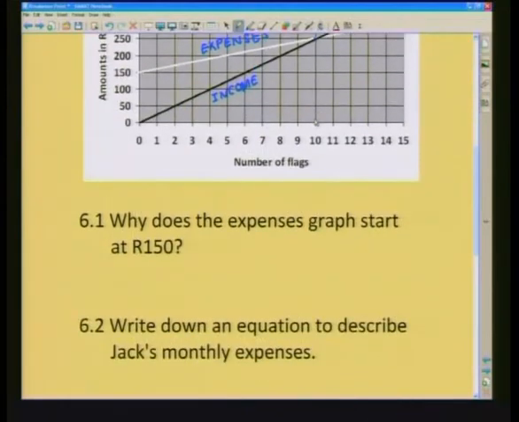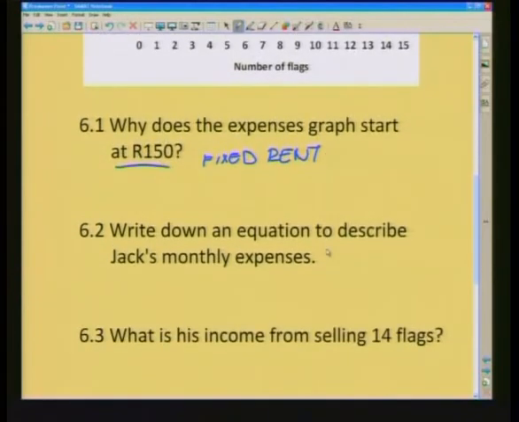The first question we need to answer is, why does the expenses graph start at 150 Rand? And I've already said that. That's because he has a fixed rental cost, regardless of whether he makes any money or not. And therefore, his first expense is that 150 Rand before he can make any money.